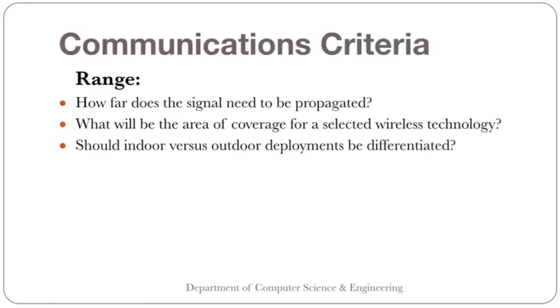Obviously when we are connecting two things together, they might be located at different places. If one is sending the signal, how far will that signal get propagated or transmitted if we are using a wireless technology for communication? How much area can that particular wireless technology cover? Should indoor versus outdoor deployment be differentiated? This range will decide whether it is indoor communication between the devices or outdoor, and we need to take care of that when choosing a particular communication criteria.